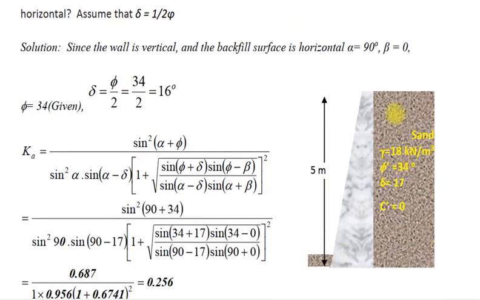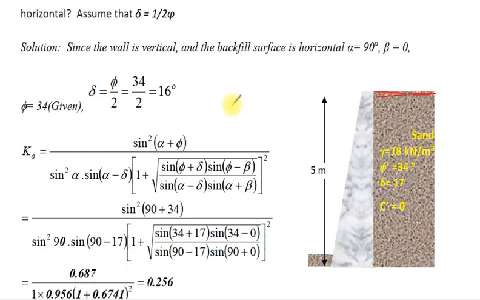Here we have a retaining wall. In the first case, the retaining wall has backfill sand soil, gamma equal to 18, phi equal to 34 degrees, delta equal to 1/2 phi equal to 17, and cohesion equal to 0. In the first case, the backfill surface is horizontal.